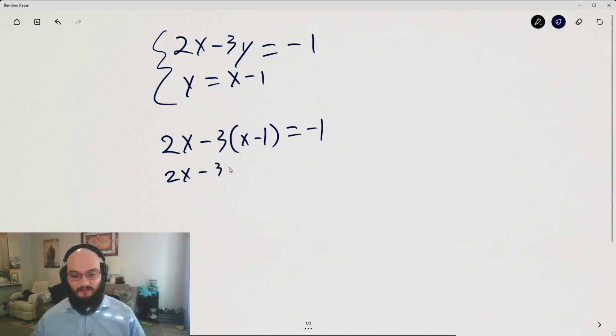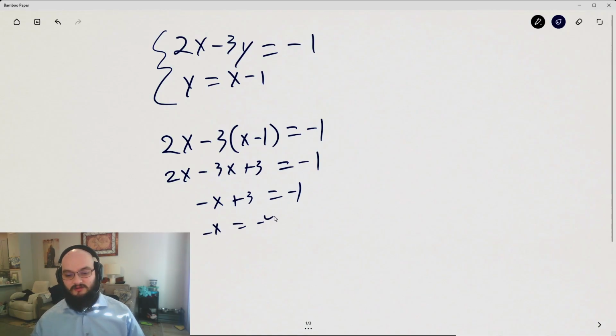2x minus 3 times x minus 1 gives 2x minus 3x plus 3 is equal to negative 1. Combining like terms, negative x plus 3 is equal to negative 1. Subtract 3 from both sides. Negative x is equal to negative 4. So x is equal to a positive 4.